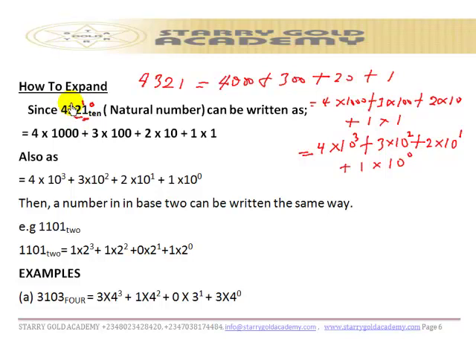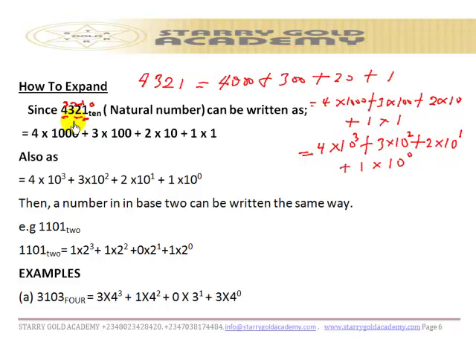The hundreds carries the power of 2. Thousands carries the power of 3, according to the place value system. Then a number in base 2 can also be written in the same way. If a number in base 10 can be written this way, then let's try out the number in base 2.